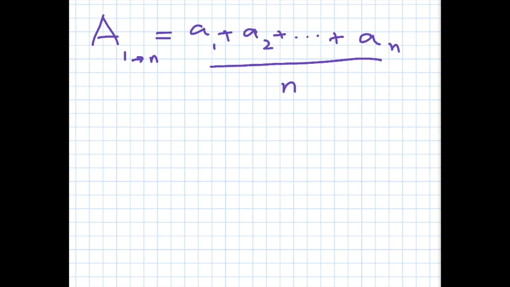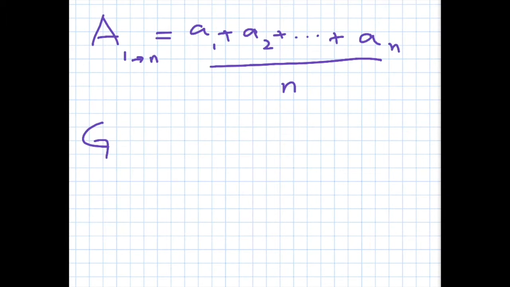Hello, so in this video we will talk about the comparison between the arithmetic mean and the geometric mean of a set of positive real numbers. For this, let's define the notation. We'll say that the arithmetic mean A from 1 to n is equal to the sum of n positive real numbers divided by the number of numbers.